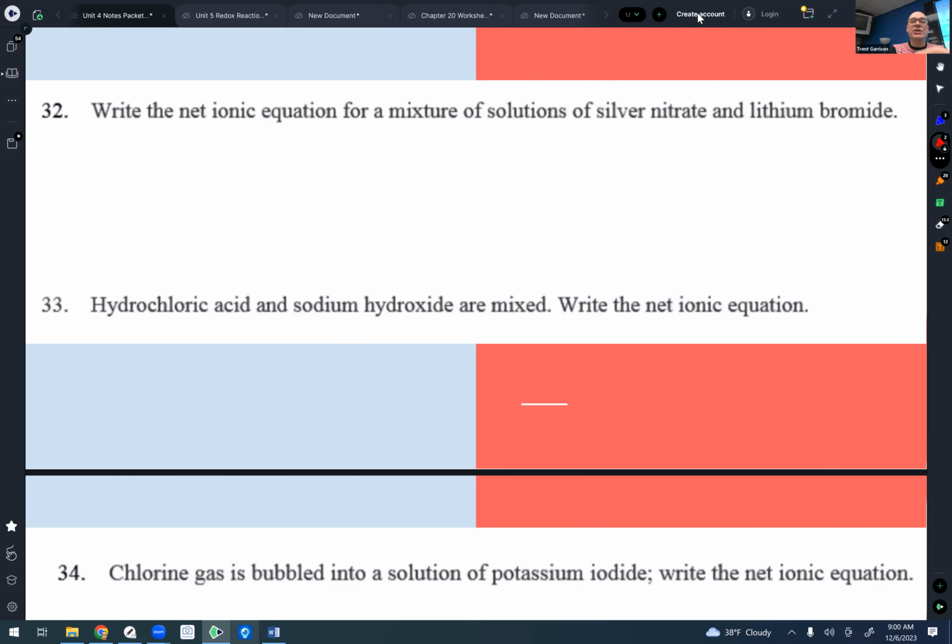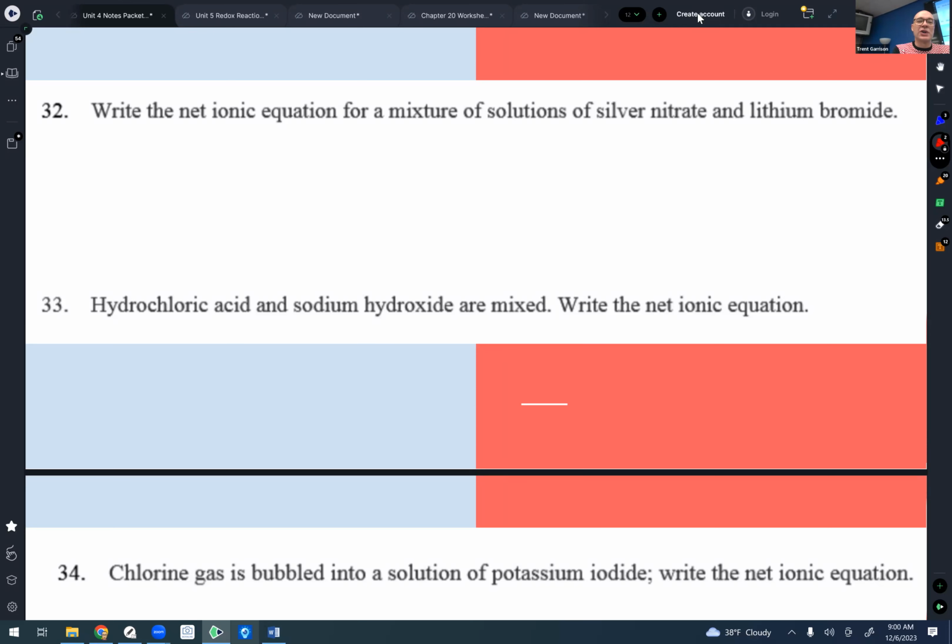We are going to figure out how to convert these names into formulas, and then we're going to write the other half, predict the products. Oh my gosh, this is like a perfect all-in-one type question from what we've learned in previous days. All right, here we go.